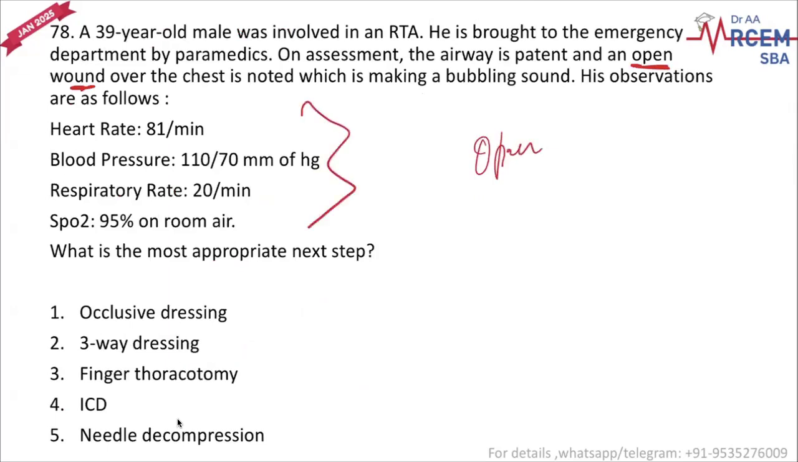Stable. Okay, so we are not doing finger thoracostomy, as it is not indicated. So the most appropriate next step is to do a three-way dressing because it's an open pneumothorax.